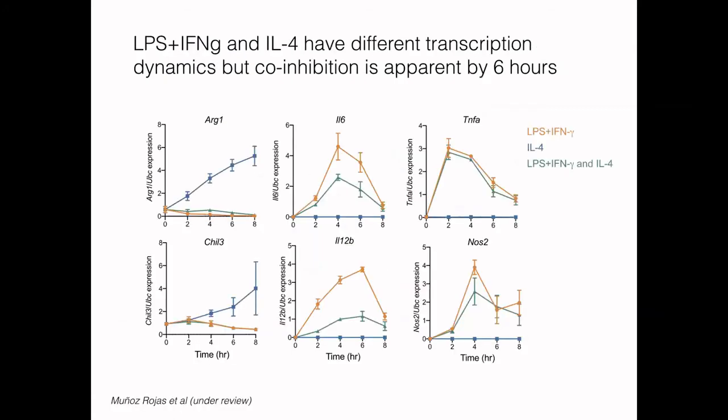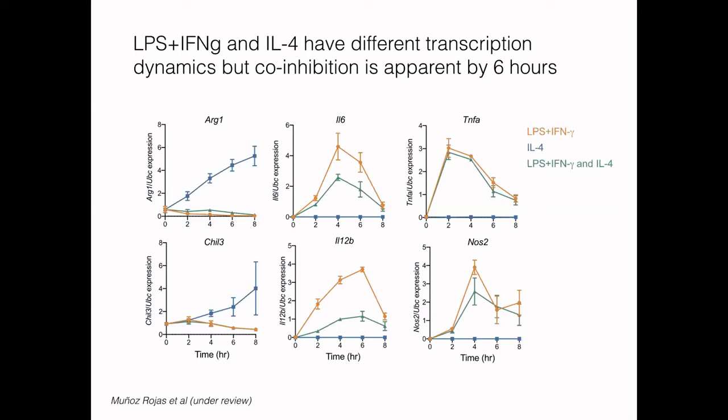And so first, these are complicated programs and they have slightly different timing, so I'm just going to show you here that the IL-4 program, in blue, and I'm showing ARG1 and Chi3, which are two canonical IL-4 genes. You can see that these are rising over the course of 8 hours, whereas IL-6 and IL-12 and TNF peak and then go down between 4 and 6 hours. And so we decided to do 6 hours as our time point.